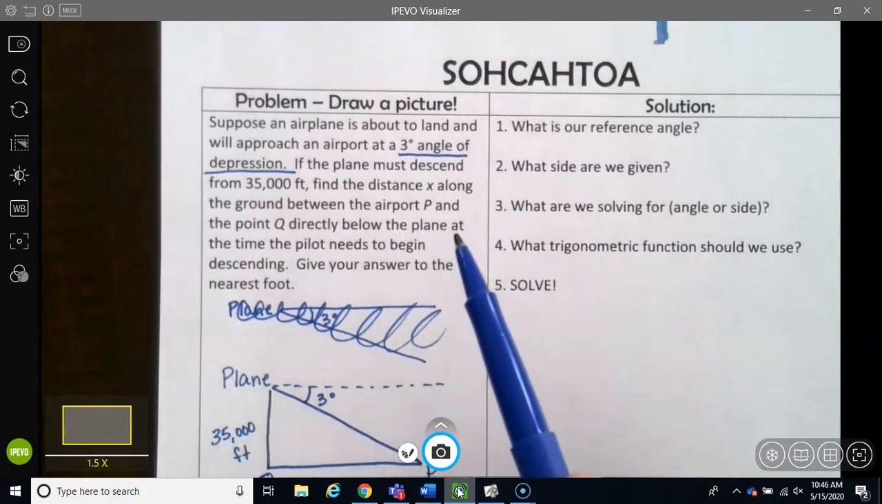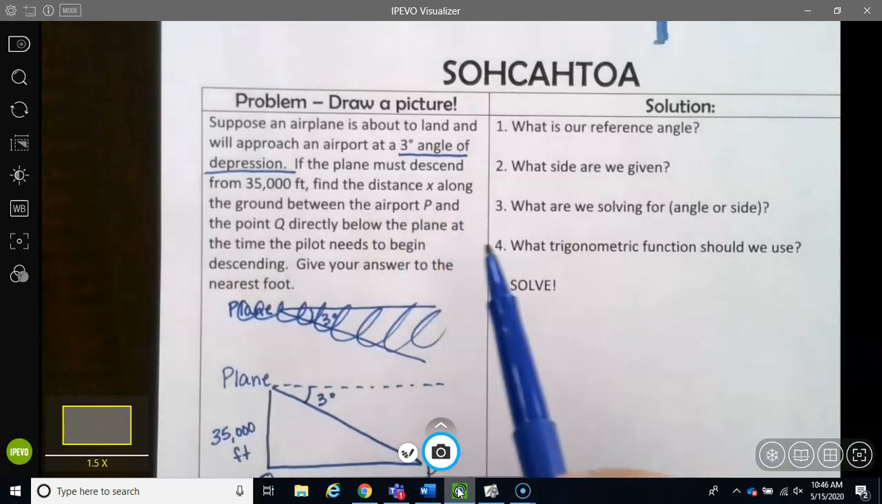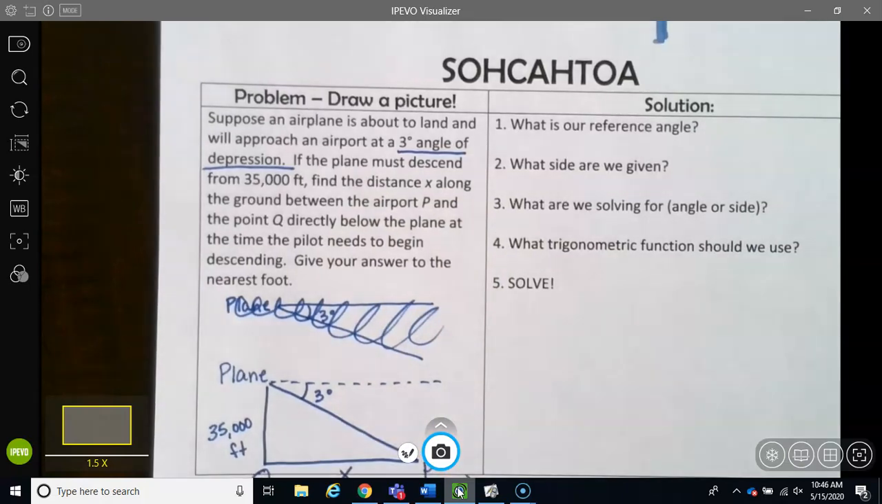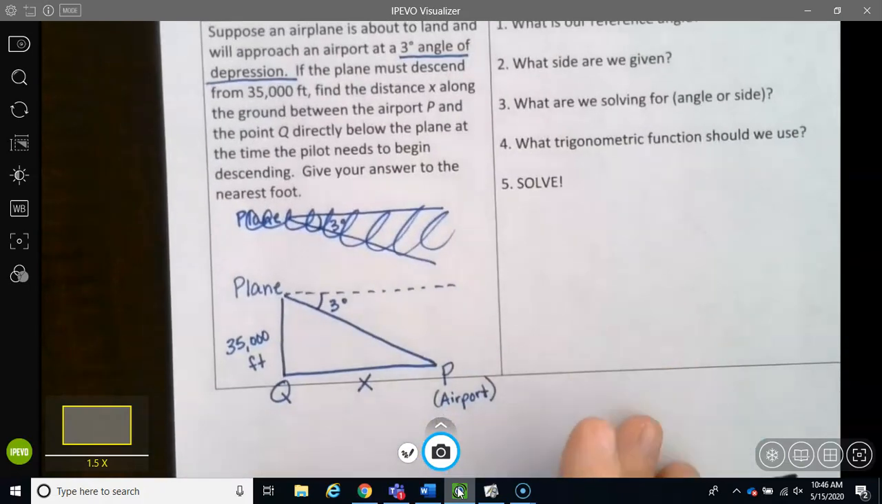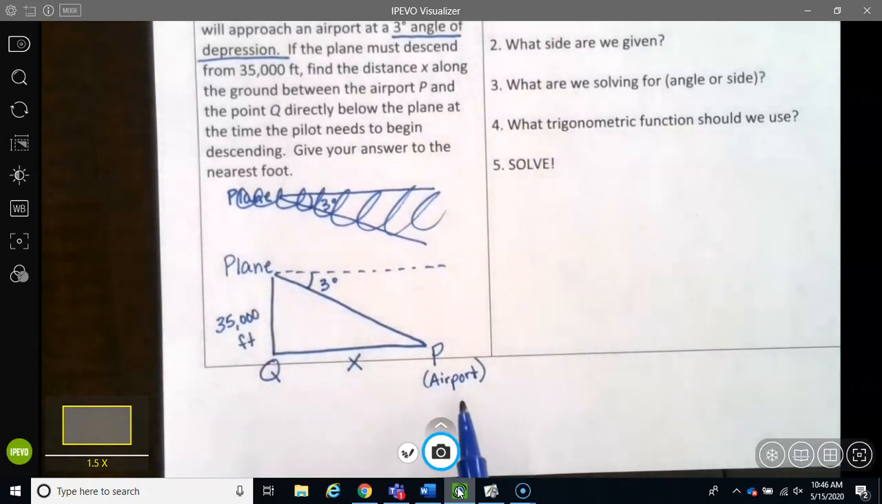What do they want to know? Find the distance along the ground between the airport point P and the point Q directly below the plane. So this is the side we're trying to find. Oh, sorry, I'm going to scoot that up. So here's your plane. Here's your 3-degree angle of depression. Here's point P, which is representing the airport. Here's point Q, which is representing the point on the ground directly below the plane. And they told us that the plane was 35,000 feet in the air. So that means this side has to be 35,000 feet.